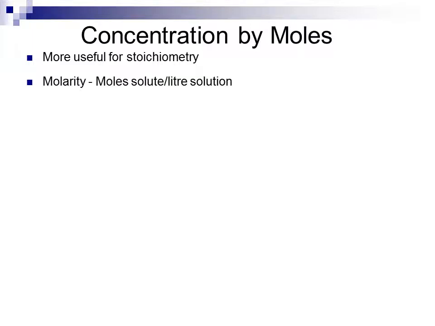The other basic unit of concentration measurement that we deal with is concentration by moles. Concentration by moles is extremely useful for things like stoichiometry in solution phase. And there are two basic types of concentration by moles that we deal with. There is molarity, which is the most common, and expresses concentration in terms of moles of solute per liter of solution. And then there's molality, where molality expresses moles of solute per kilogram of solvent.